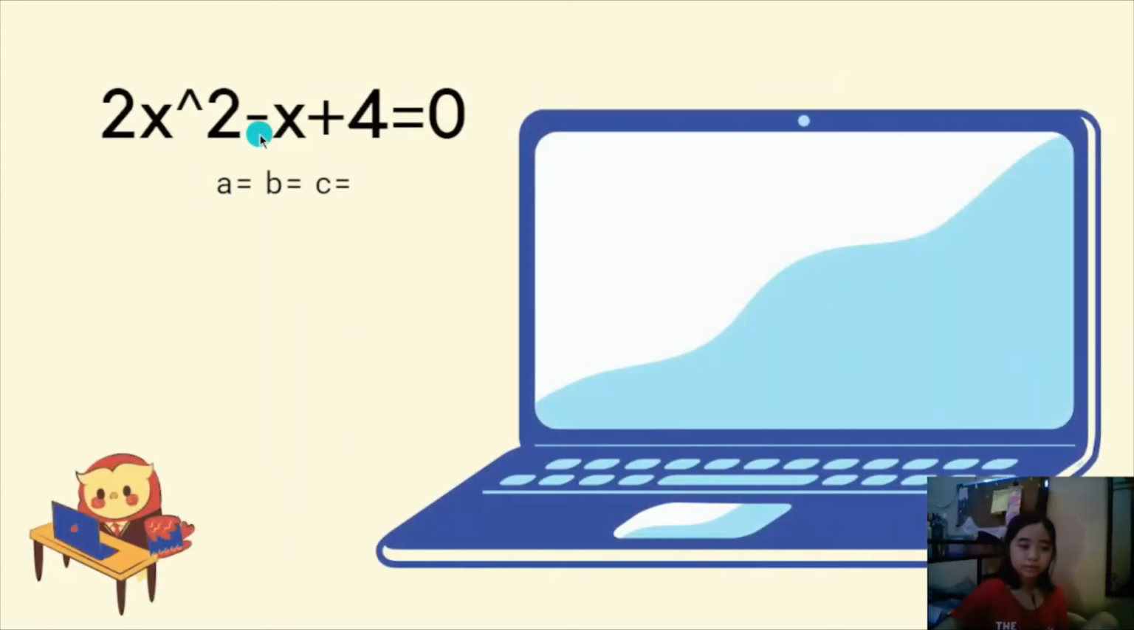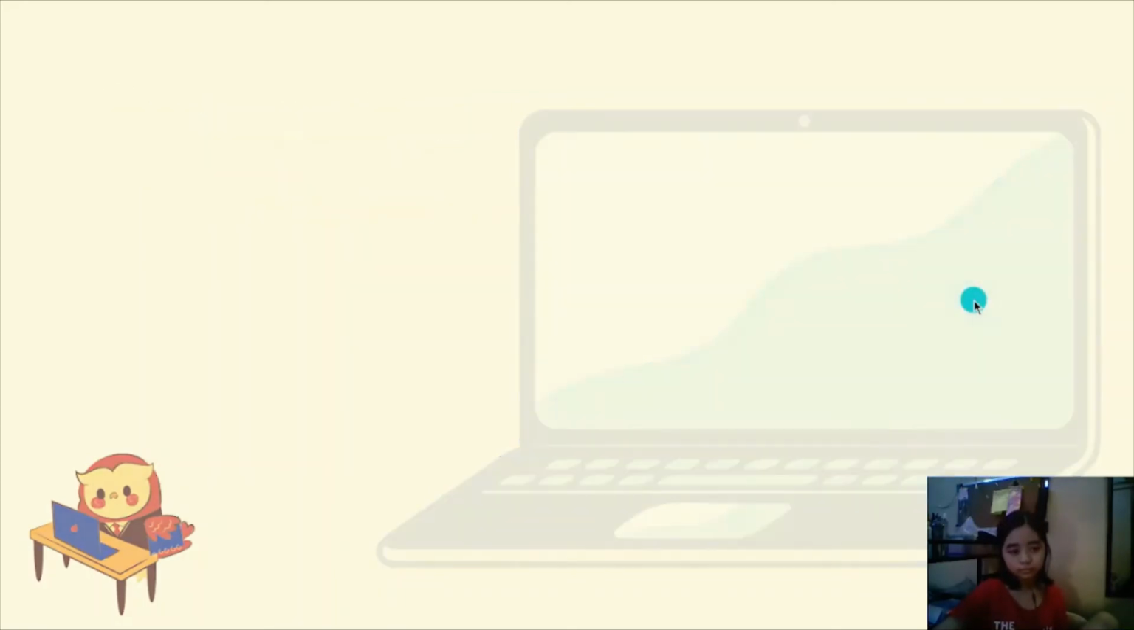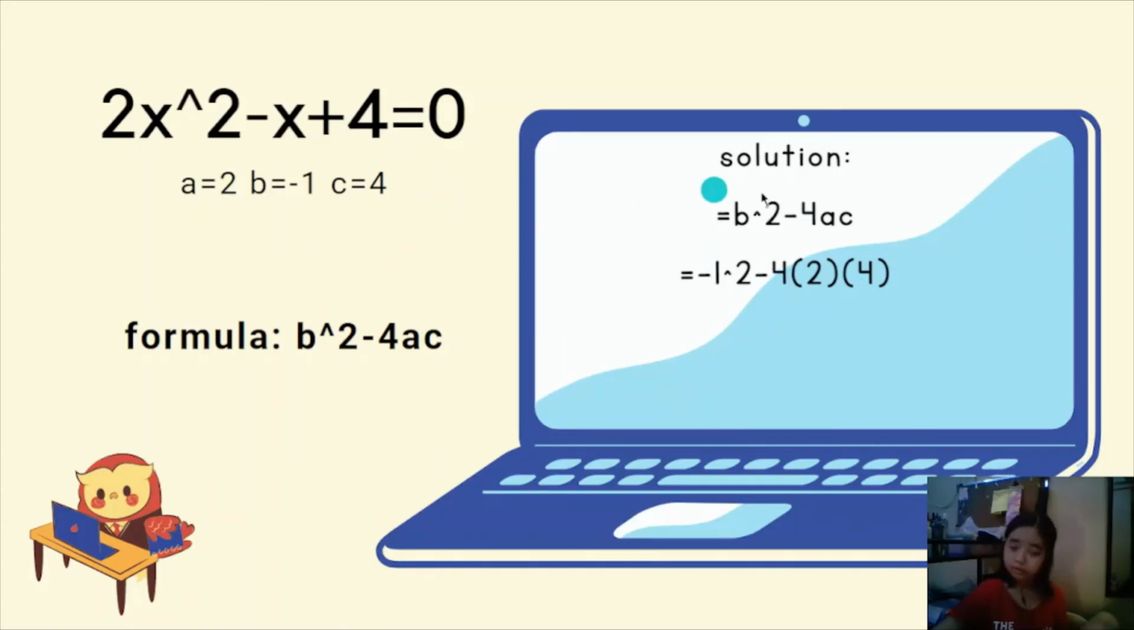2x squared minus x plus 4 equals 0. Let's identify the values of a, b, and c. The value of a is 2. The value of b is negative 1. The value of c is 4. We then again plug the values into the formula. Negative 1 squared minus 4 times 2 times 4.